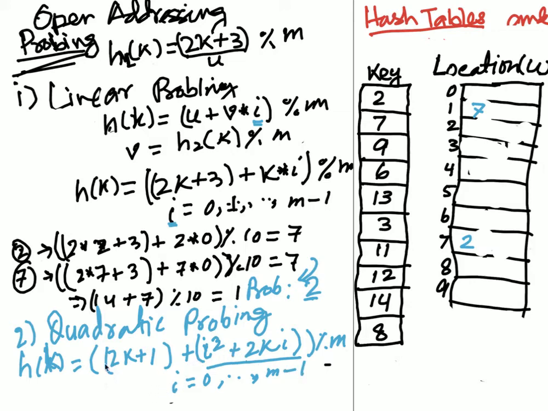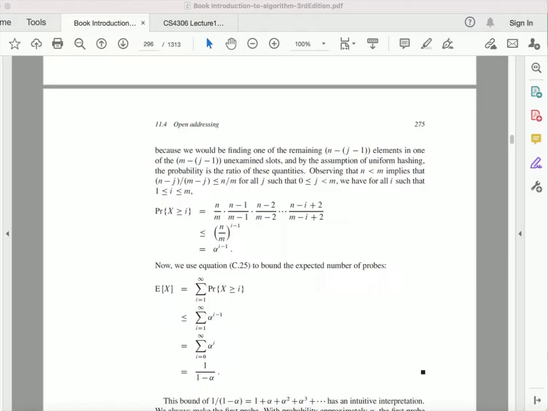So using a quadratic probing function, hopefully we will get a space for each of the key values, but there is no guarantee that we will get it. But you can have a try. Now let us go back to our book.